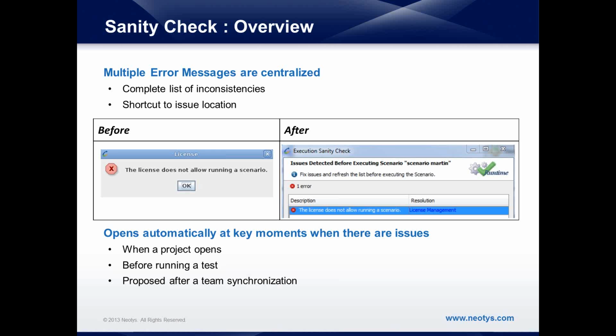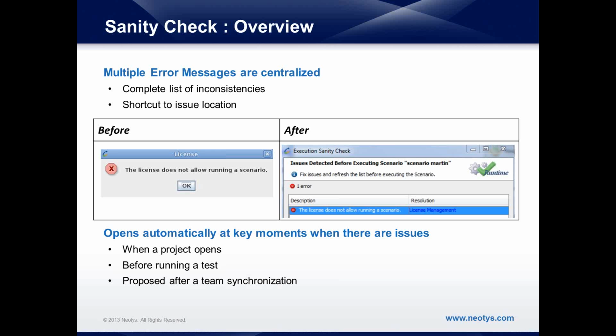Now let's move to the minor enhancements that also come with NeoLoad 4.2. What we call in NeoLoad the Sanity Check. This is a new pop-up you can have in NeoLoad. Basically, it centralizes all the inconsistencies of your project. Before, in NeoLoad 4.0 and 4.1, you had many boxes coming all along your project telling you that something is wrong. Now, before launching a test, for example, you can run the sanity check and everything gets centralized into this one box.